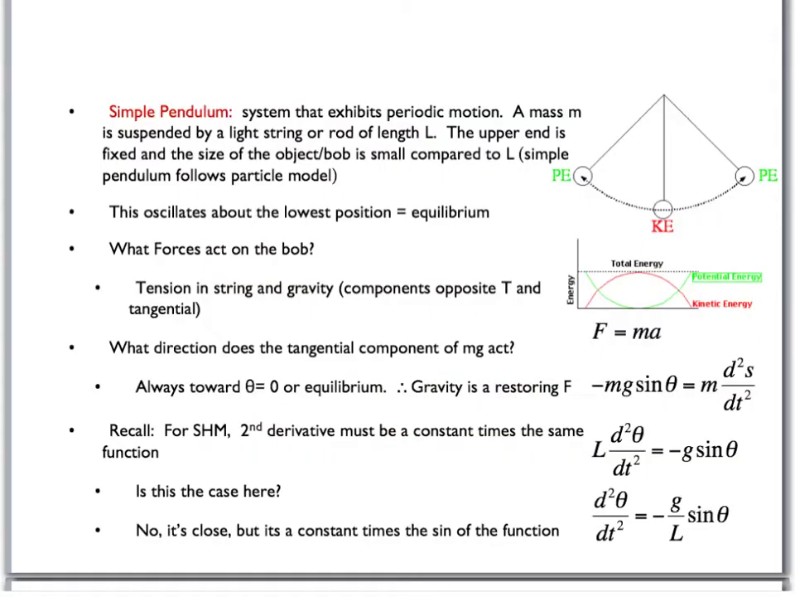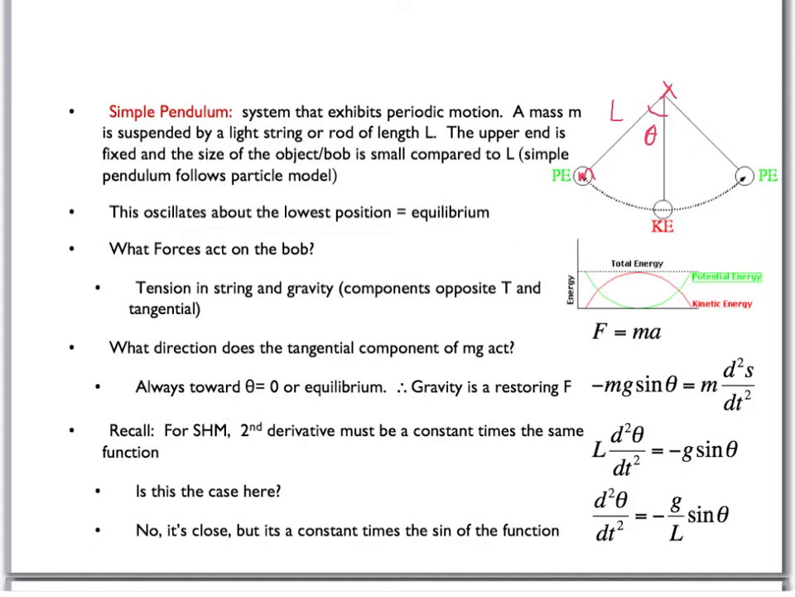So a simple pendulum is really just another system that exhibits periodic motion, much like a block on a spring. Here you have some sort of mass that is suspended by a light string or rod of length L and pulled away at some angle theta. The upper end is fixed, and the size of the pendulum bob is small compared to the length L of the string or the rod. This would be what we call a simple pendulum when that is true, and it really just models the particle model.